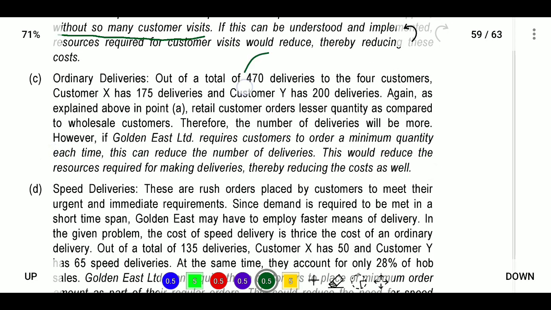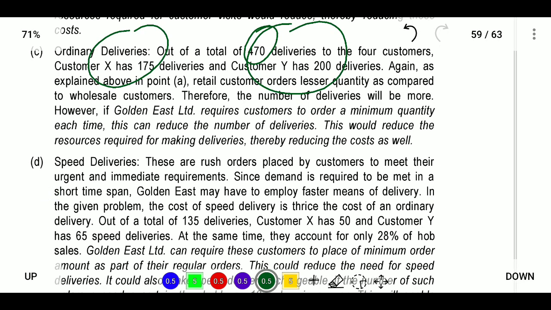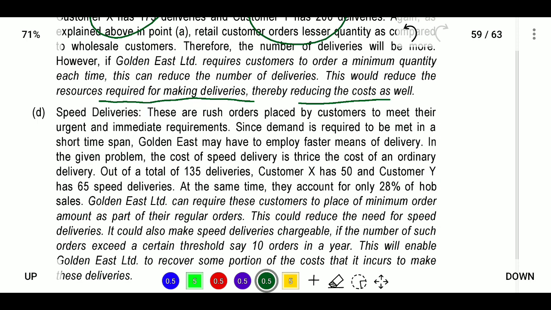Out of the 470 order deliveries for customers, 175 are for X, and 200 for Y. Even though they are smaller customers, they are ordering more deliveries. So for that we incur ordering cost. This will reduce the resources required for making deliveries, and there will be reduced cost as well. Next, minimum quantity. They will provide a minimum quantity facility: if you purchase this much quantity, then we will not charge any order cost.